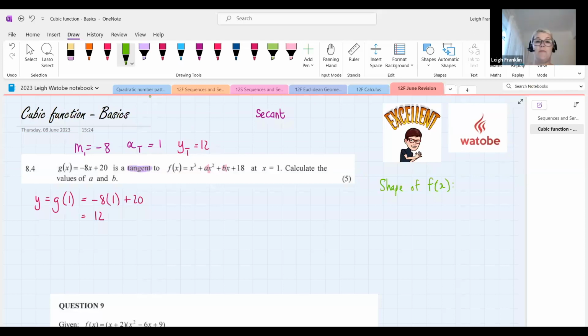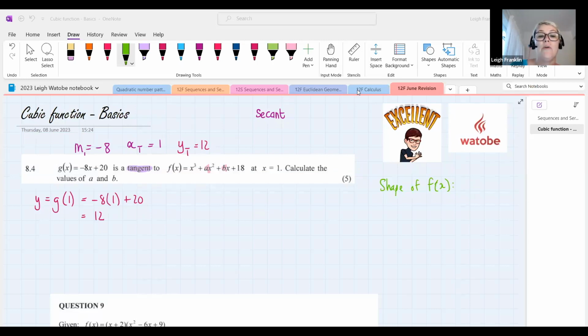What is the shape of f of x based on the information that's given? Okay, so a quadratic function can either be concave up or concave down, but cubic functions are both. We've just got to know what they are first. Is it first concave up and then concave down, or concave down first and then concave up?